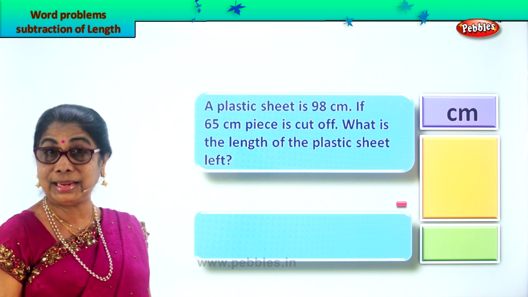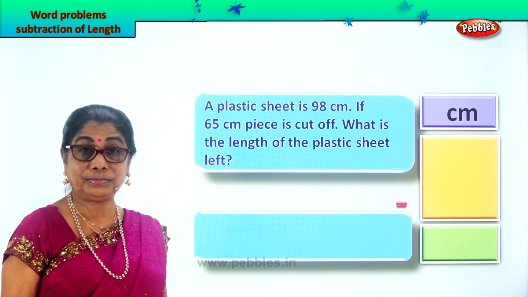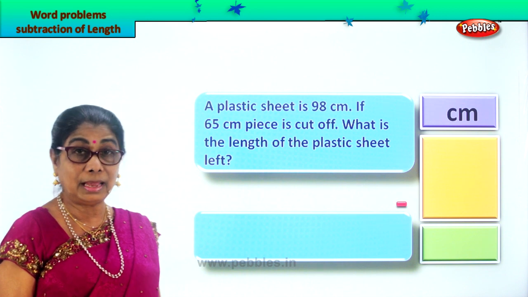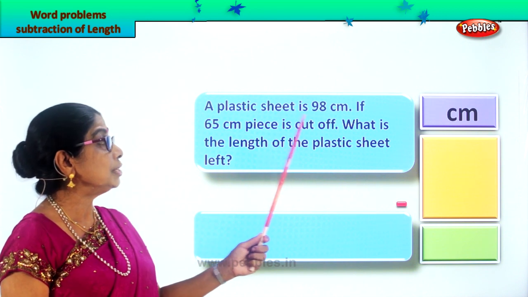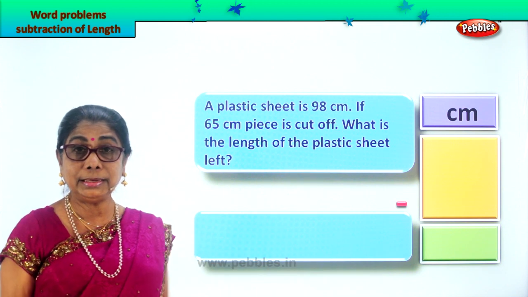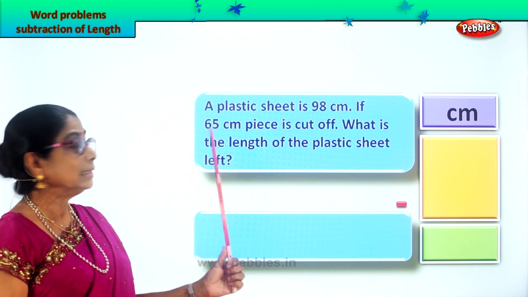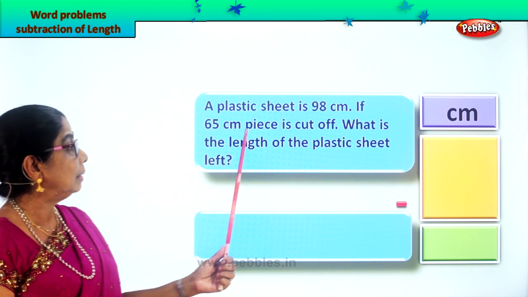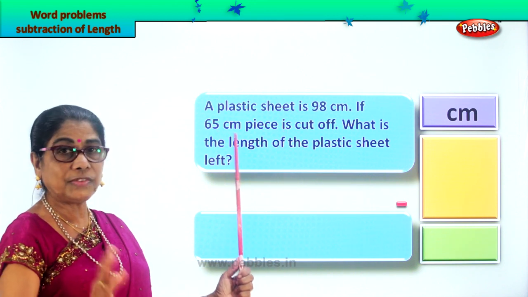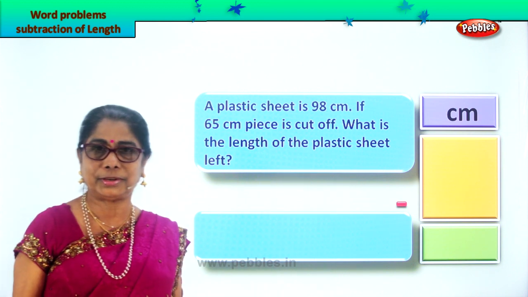Look, let's read. This time it's a plastic sheet. Daddy buys plastic sheet for different purposes. Now, a plastic sheet is 98 centimeters. So it's a 98 centimeter long plastic sheet Daddy bought. If a 65 centimeter piece is cut off. So from the 98, 65 is cut off. What is the length of the plastic sheet left?